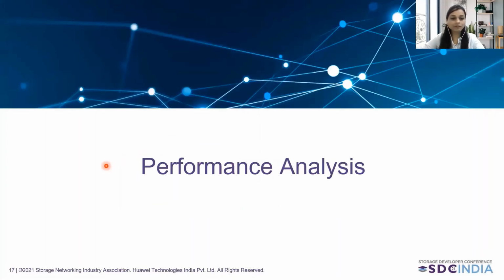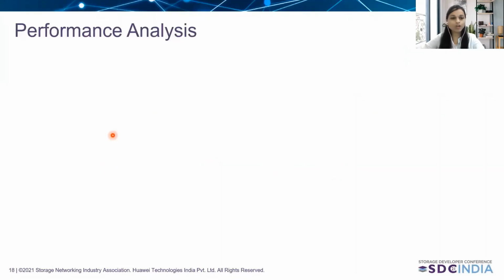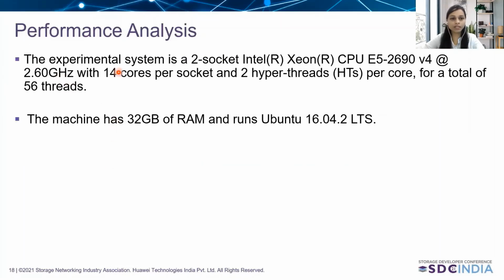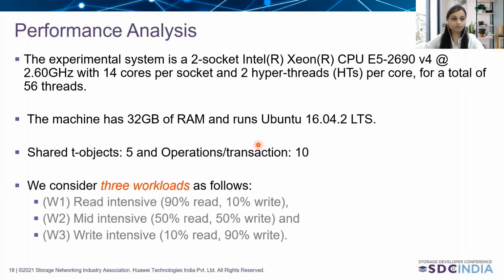Now let's understand the efficacy of our proposed algorithm through the performance analysis. We have done our experiments on a 2-socket Intel Xeon CPU, which has 14 cores per socket and 2 hyperthreads per core, so a total of 56 logical threads. The machine has 32 GB RAM and runs Ubuntu 16.04.2 LTS. Here we have considered 5 T-objects and 10 operations per transaction.